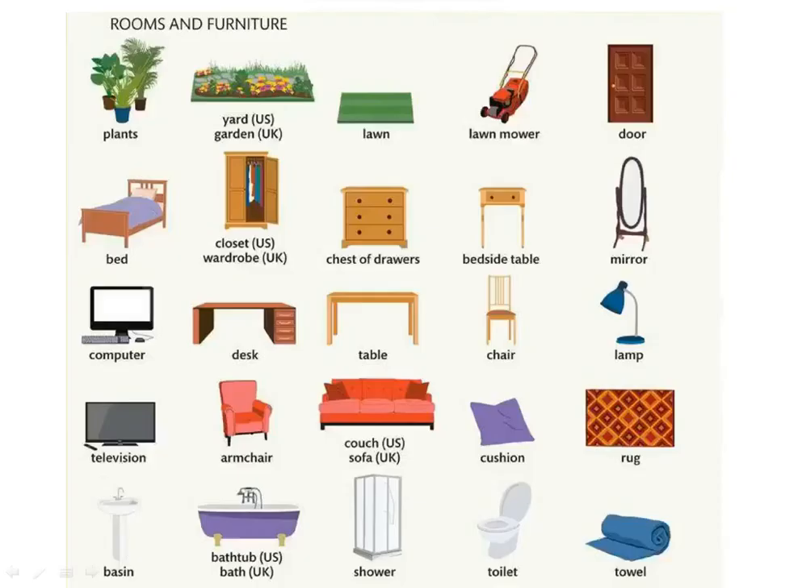Here now, let's see some vocabulary related to rooms and furniture. Plants. We can decorate the house with plants or we can put them in the garden or the yard. Yard in the US and garden. Lawn. Lawn mower. We have an action that some people do in their garden, to mow the lawn. Door, bed, closet or wardrobe. Chest of drawers.